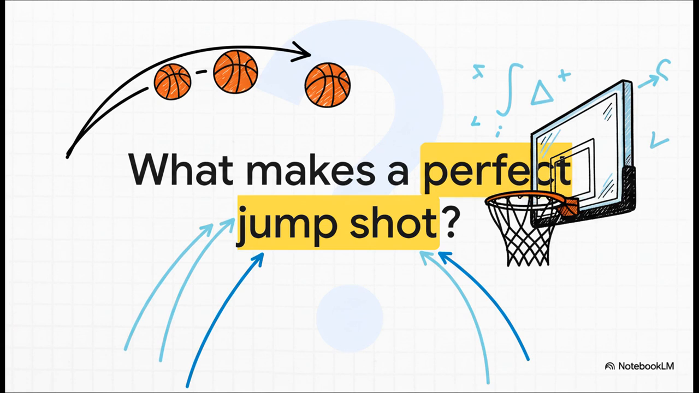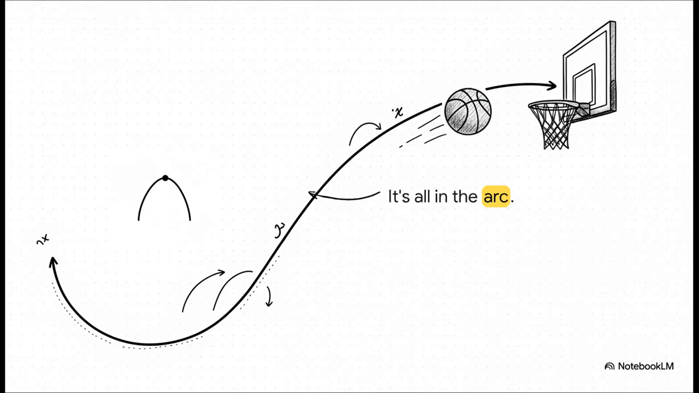So what really is the secret? Is it just endless practice, raw talent? Yeah, sure, that's part of it. But from a mathematical point of view, what are we actually looking at? The secret isn't just in the release or the follow-through, it's in the actual flight of the ball. The absolute key to a shot that just swishes right through the net is this beautiful, perfect parabolic curve.